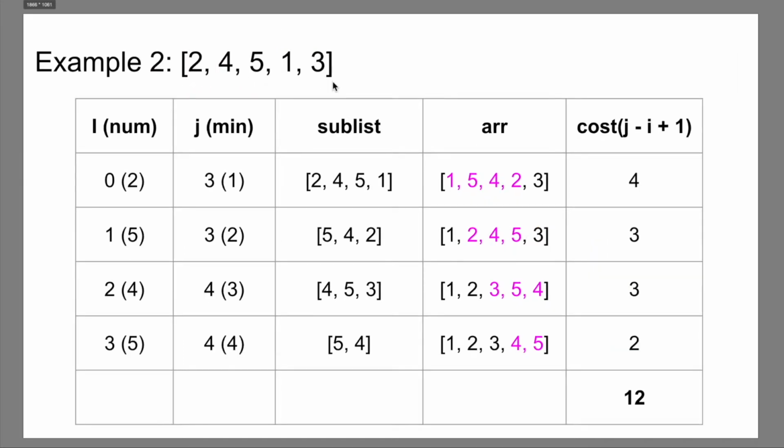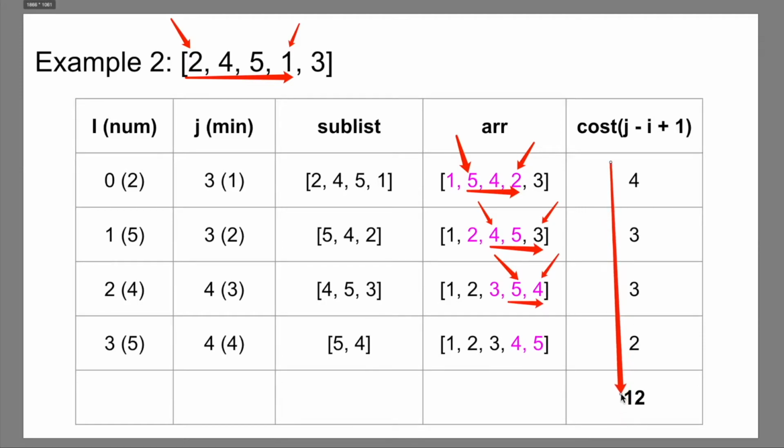Given 2, 4, 5, 1, 3. Start from the first position. Find the minimum value. Reverse this sublist. The cost is 4. Then move to the second position. Find the minimum value. Reverse the sublist. The cost is 3. Then move to the third position. Find the minimum value. Reverse this sublist. The cost is also 3. Move to the fourth position. Find the minimum value. Reverse this sublist. The cost is 2. The total cost is 12.